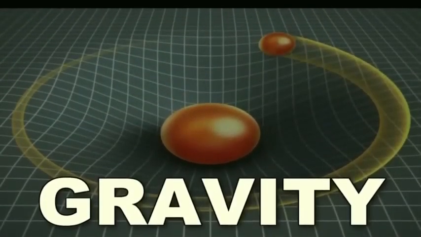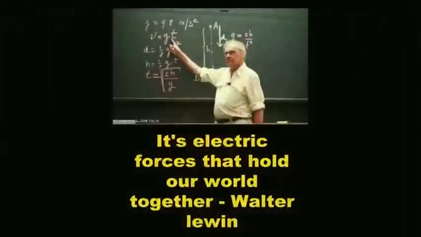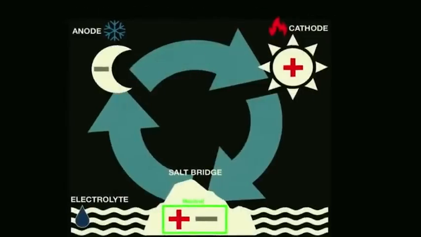Gravity, that's a big one. That's a big G is what they need. Walter Lewin, MIT professor, says it's electric forces that hold our world together. The sun and the moon are the anode and the cathode. The land is the salt bridge, and the salt water carries the current. That's interesting. That makes a battery.